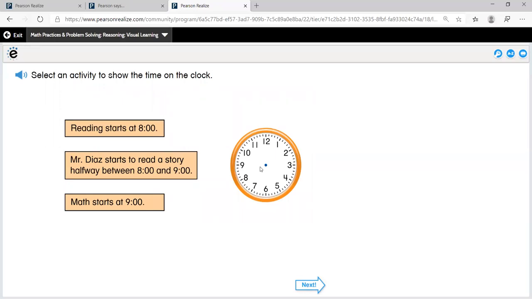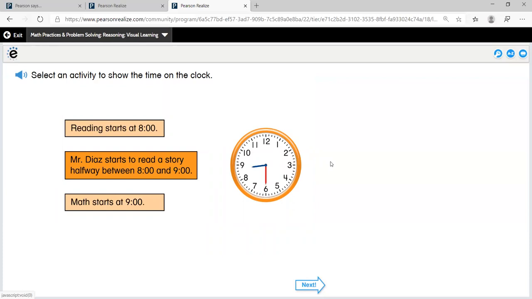Select an activity to show the time on the clock. So reading starts at 8 o'clock. Math starts at 9 o'clock. If Mr. Diaz starts to read a story halfway between 8 o'clock and 9 o'clock, where would that be? Just like we practiced in our lesson, halfway means that the minute hand would be on the 6. You can see that the hour hand has moved between 8 and 9.